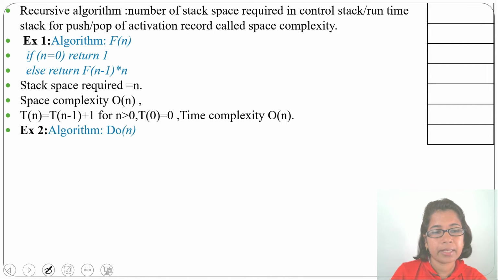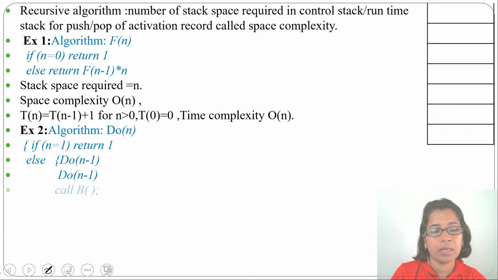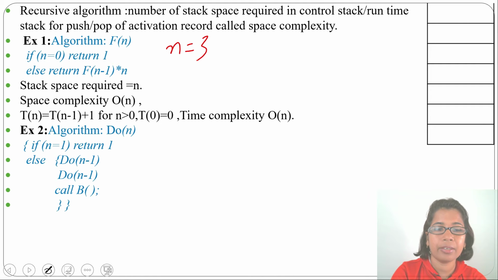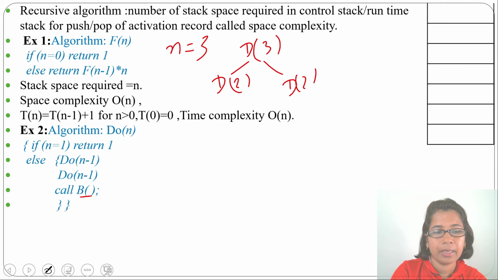Let's discuss the next example, algorithm d of n. If n equals 1, return 1, else do d of n minus 1, again d of n minus 1, then call b. Let me take n equals 3 and draw the recursion tree and stack execution for n equals 3. For d of 3, we'll first call d of 2, then d of 2, then call b. Let's say for b we require just constant time.